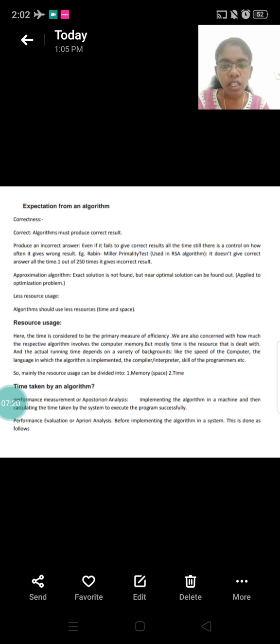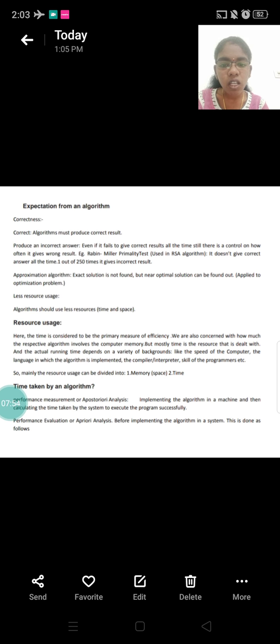Sometimes an algorithm may produce an incorrect answer, failing to give correct results all the time. Still, there is a control on how often it gives a wrong result. For example, the Rabin-Miller primality test used in the RSA algorithm does not give the correct answer all the time. One out of 250 times it gives an incorrect result. Approximation algorithm: an exact solution is not found, but a near optimal solution can be found, applied to optimization problems.